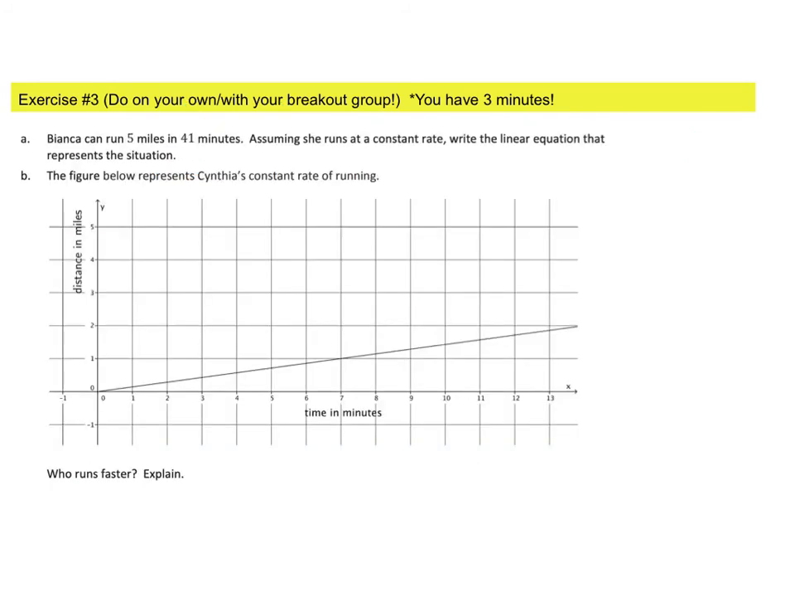All right, exercise number 3 says Bianca can run 5 miles in 41 minutes. Assuming she runs at a constant rate, write the linear equation that represents the situation. Okay, I'm not going to help you out at all here, so you need to identify what is y, what is x, and then do y divided by x to find your constant. And then it says the figure below represents Cynthia's. Please do y divided by x for her, and then tell me who runs faster.